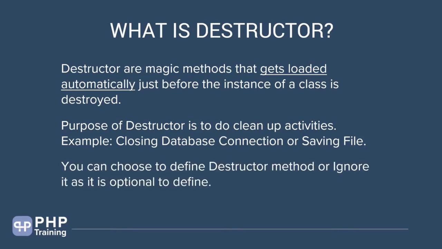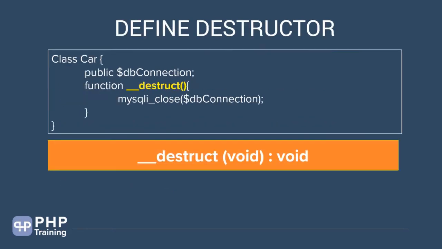You can choose to define a destructor like a constructor or ignore it, as it's optional to define. It has all the same properties as a constructor, except that the destructor gets executed when the instance of the class is destroyed. So let's understand how to define a destructor. It's a similar notation. You have double underscore and the keyword is called destruct. There's no parameter to pass and no return type.